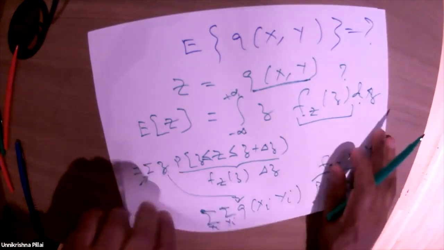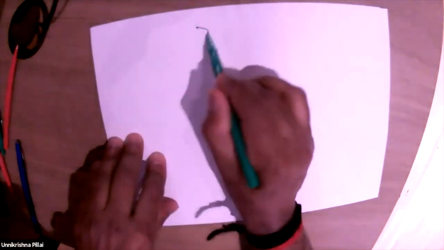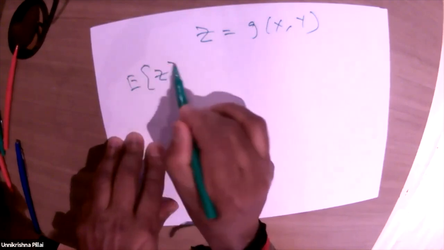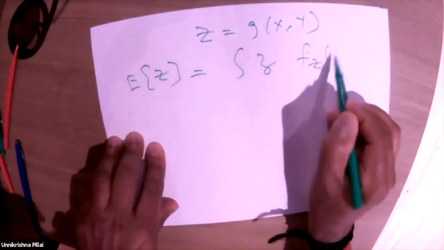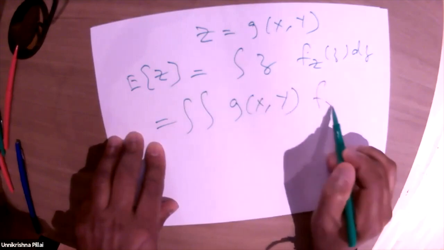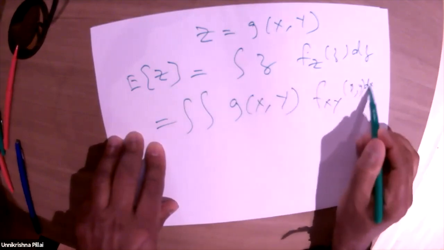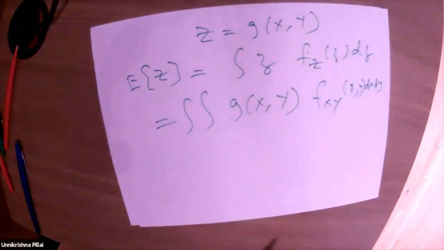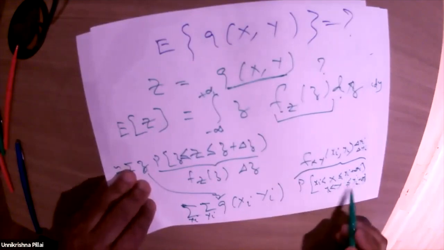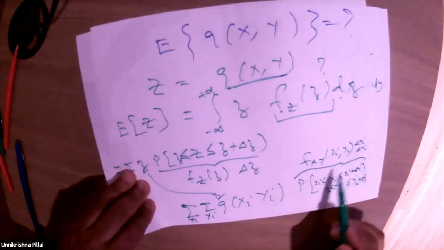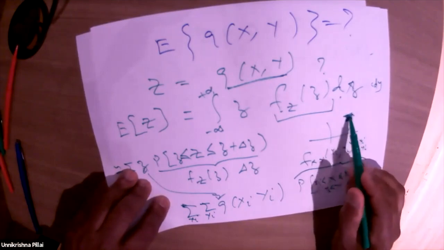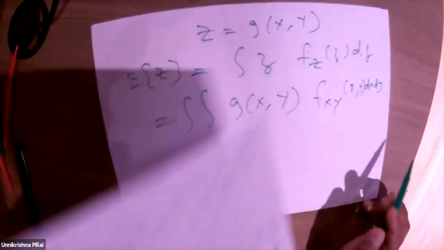So let me write down this useful formula. If Z is g(X,Y), the expected value of Z, we can either write it as the integral of Z f_Z(Z) dZ, or we can write it as the double integral of g(x,y) times the joint density function of X and Y, dx dy. There is no Jacobian here, because it's simply the probability of X being in this region and simultaneously Y being in this small region. And last week we went through this, the probability of something being here is just the area of this rectangle multiplied by f(x_i, y_i).